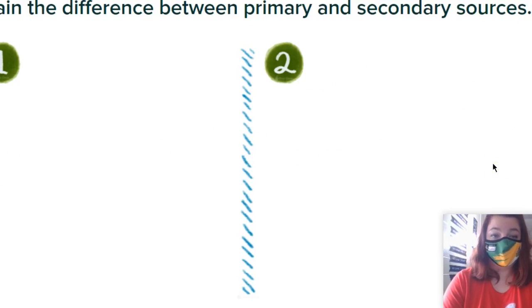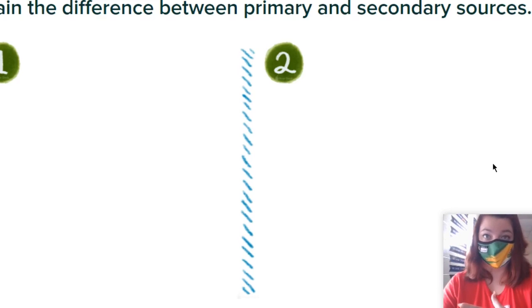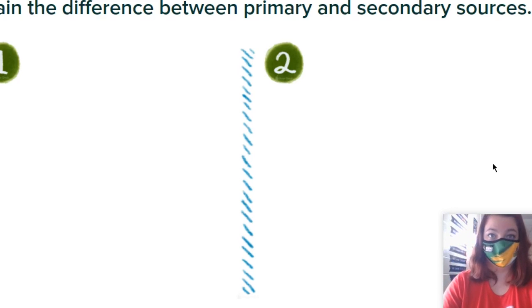Now here's just a chance for you to either use your drawing tools or your text tools to explain the difference between primary and secondary sources. If you're a visual person, then you can show me the difference in a drawing. Like, what does a primary source, what's an example of one, what does it look like? What does maybe a secondary source look like? What does that kind of example look like to you?